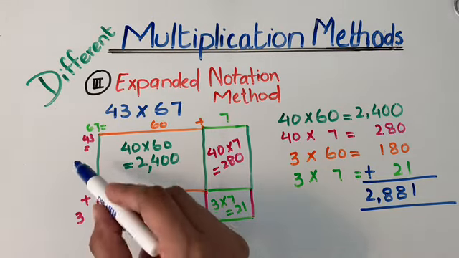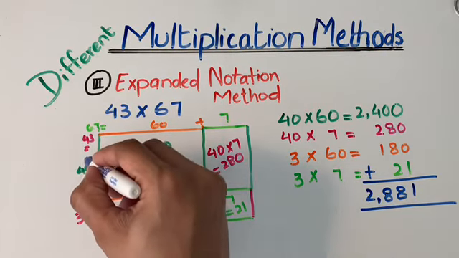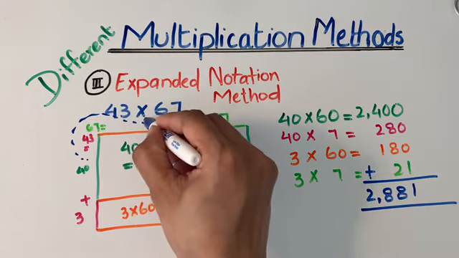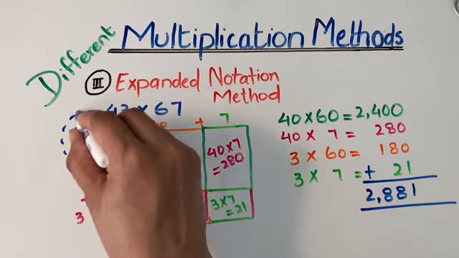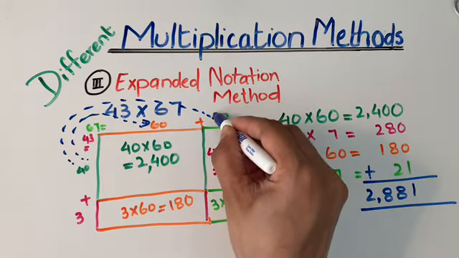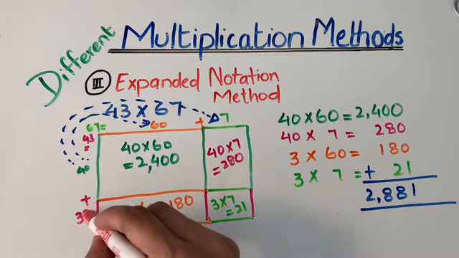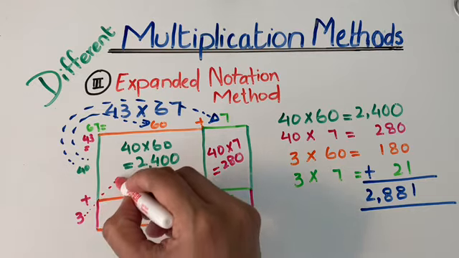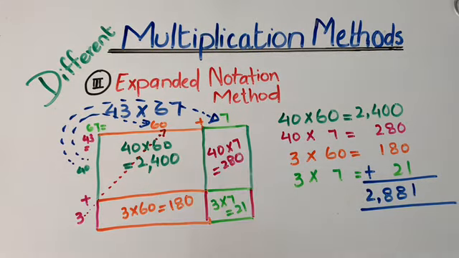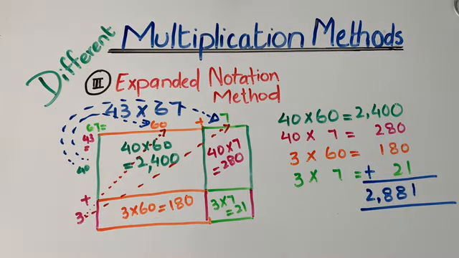First we'll multiply 40 times 60. So I'm going to mark 40 times 60. And then this 40 is going to multiply by 7, so it will be 40 times 7. Then we have to multiply 3 by 60. So I'm going to use a red line. 3 times 60, and then 3 times 7. So let's see.